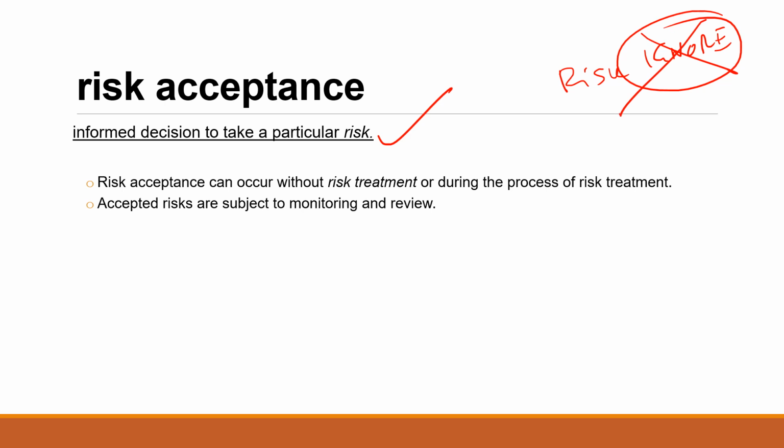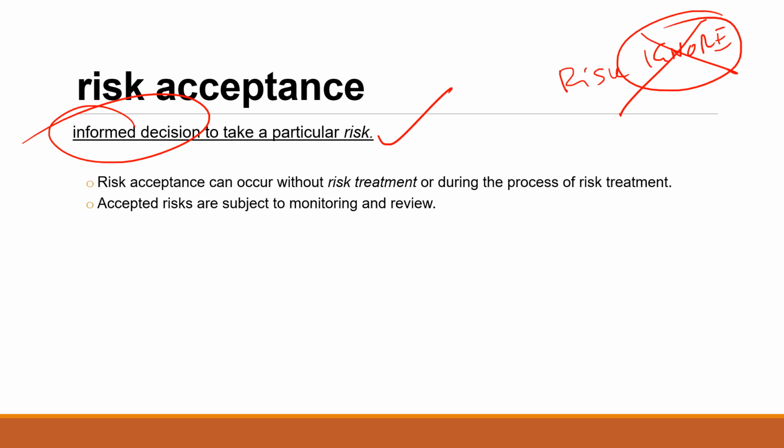Now that you know that the risk is within the acceptable limit, and you have decided that you are going to accept it, it's an informed decision to pick. You are not ignorant about it, so it's not equal to ignoring. It's an informed decision to take a particular risk.